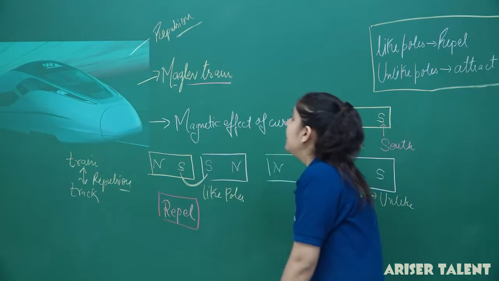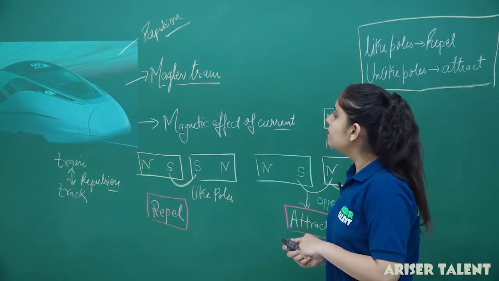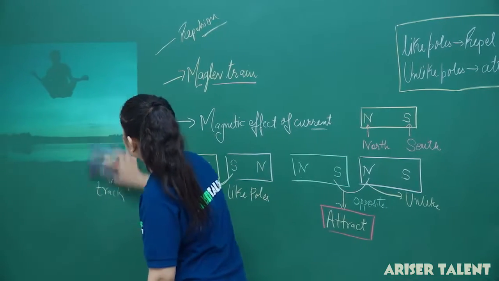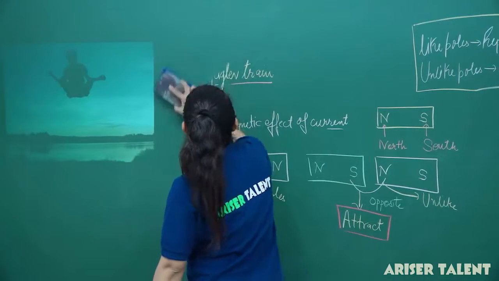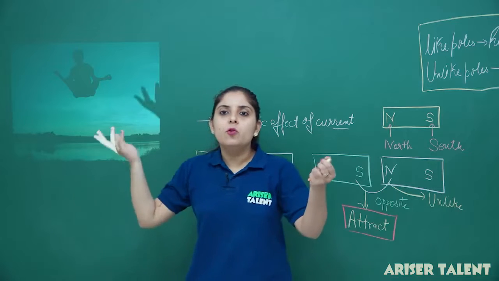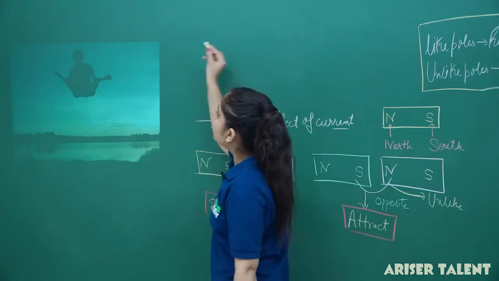Now, let's discuss the second example in detail, what we have provided here. See, what you have observed in this picture. Can you tell me what you observe in this picture? You have just seen that a man is floating in the air. Is it all right? Man is floating in the air.